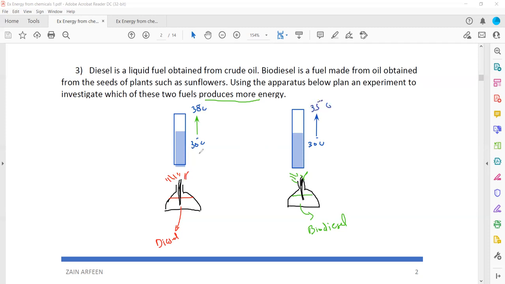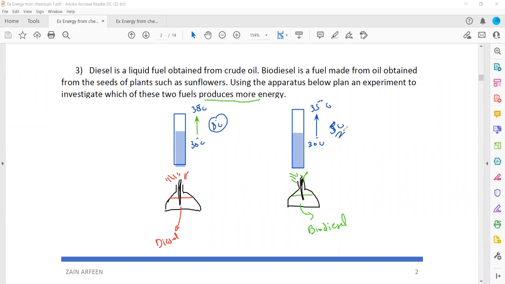So which one is producing more energy, diesel or biodiesel in this example? When we burn equal amounts of diesel and biodiesel, the temperature change by combustion of the diesel, yeah, that's right, Afrin, because the combustion is producing more energy, that's why there's a greater change in temperature for diesel as compared to that of biodiesel.